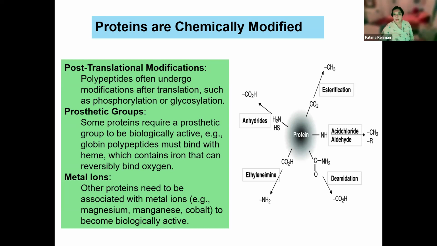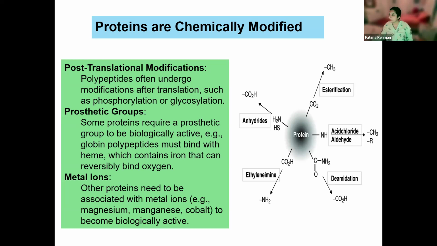Other types of chemical modifications that can happen are additions of prosthetic groups. This could be like our globin polypeptides binding with a heme molecule, which in turn contains iron, that in turn helps you bind the oxygen. Another example would be proteins that need to be associated with those metal ions for them to be functional.